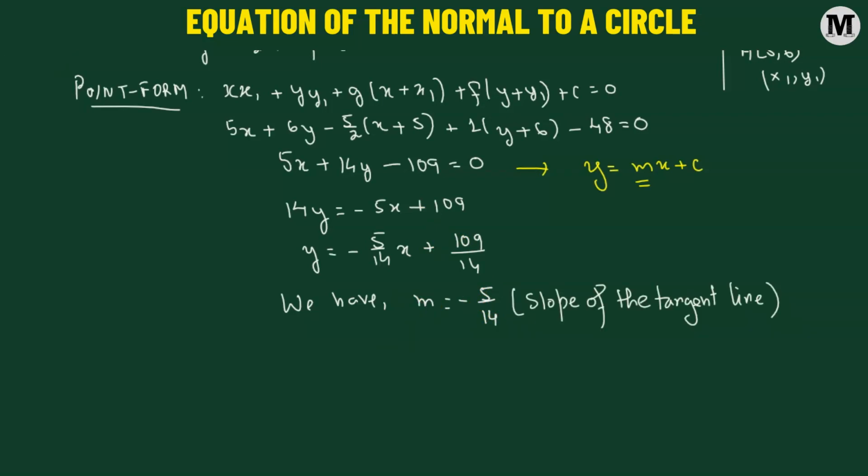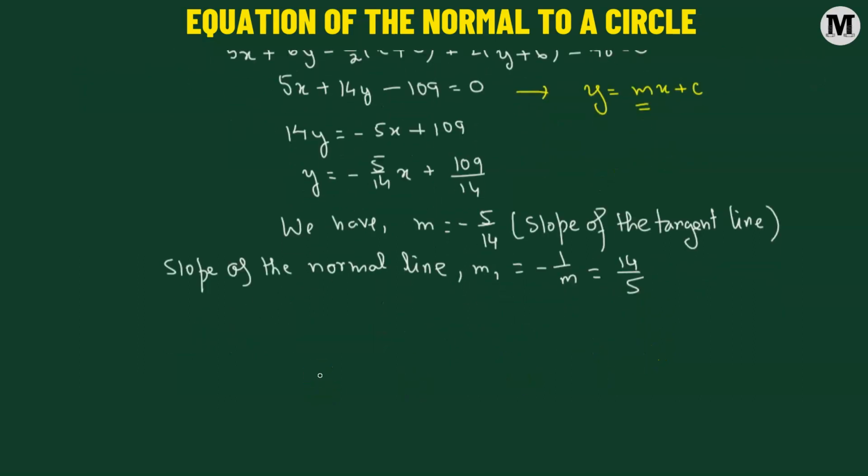Now that we have the slope of the tangent line, we can also find the slope of the normal line, because a normal line is the one that is perpendicular to the tangent line. By the properties of straight lines, whenever two lines are perpendicular to each other, the product of their slopes is negative 1, which means m1 equals negative 1 over m, which gives us the value positive 14 over 5.